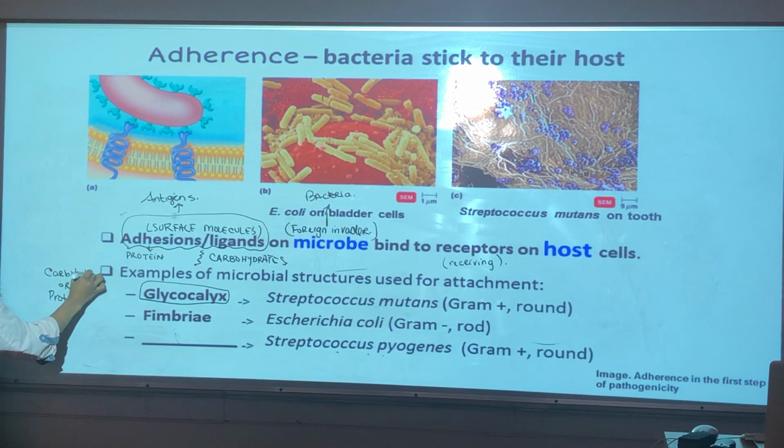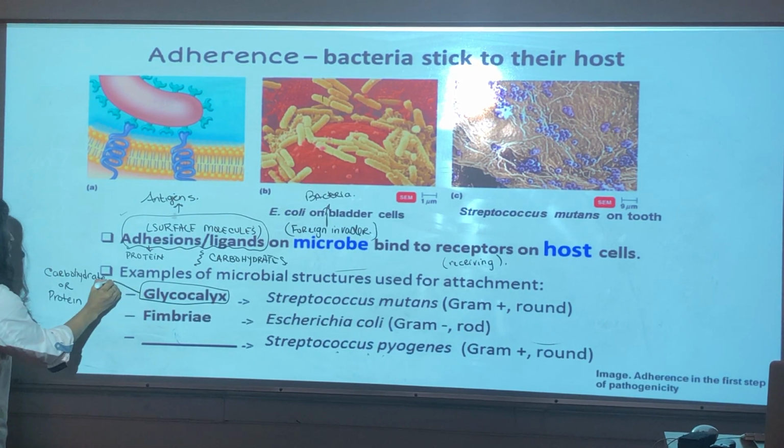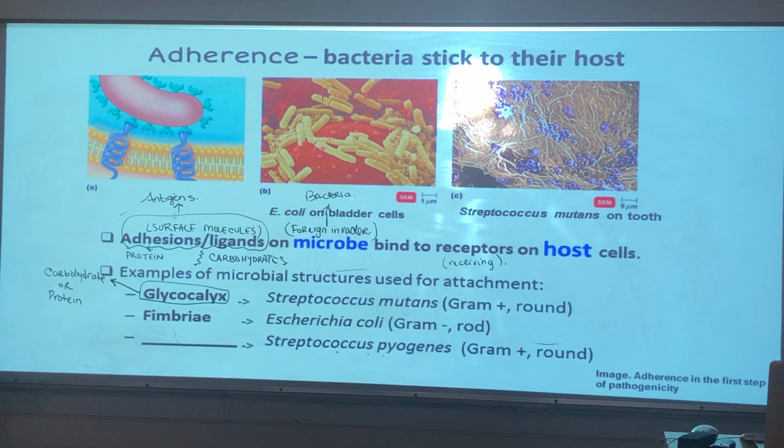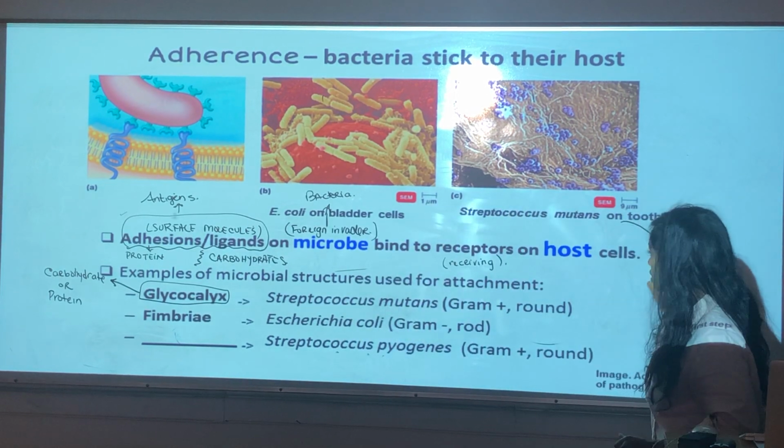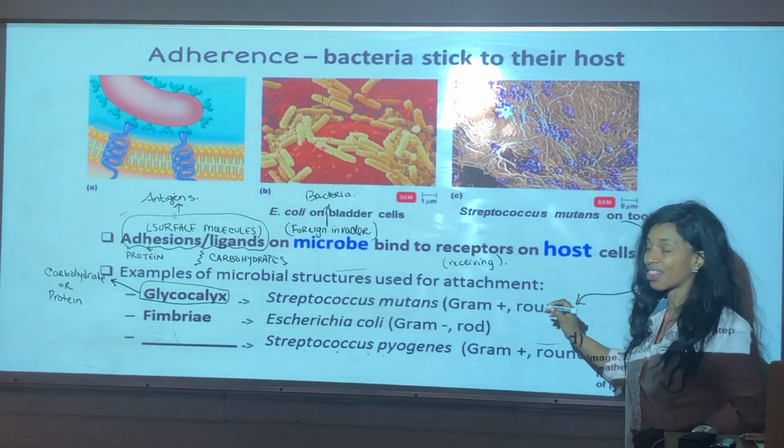All right, so we discussed glycocalyx earlier in our class, as we started the semester. And glycocalyx, remember, is sticky. If you recall, which organic substance is it made of? The glycocalyx is made of carbohydrate. Streptococcus mutans has this. In the figure, they're showing you Streptococcus mutans sticking to the teeth.